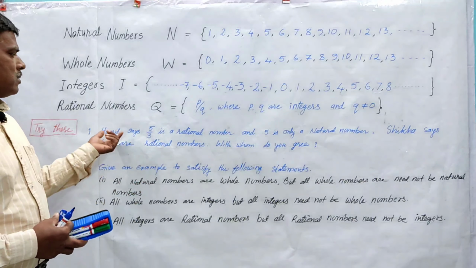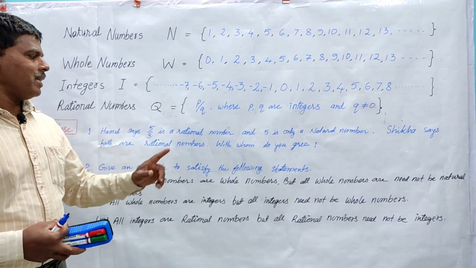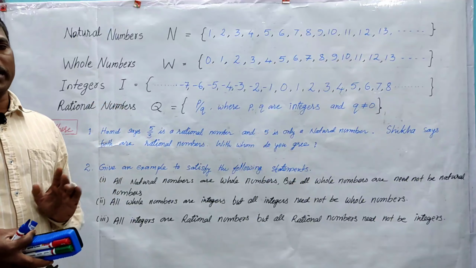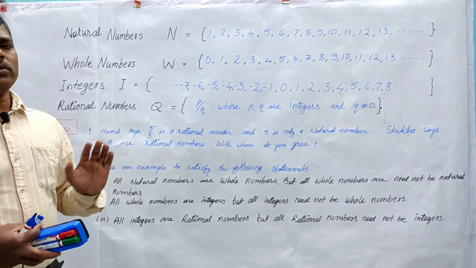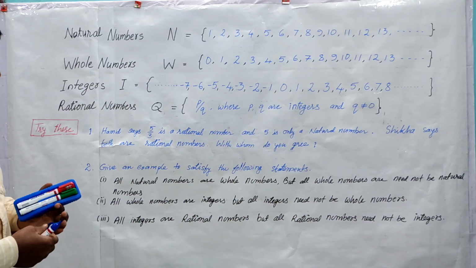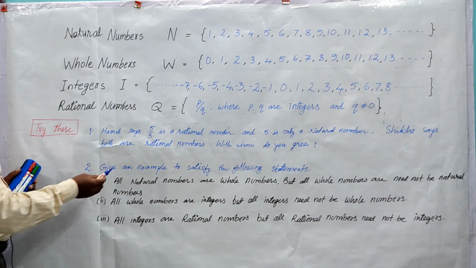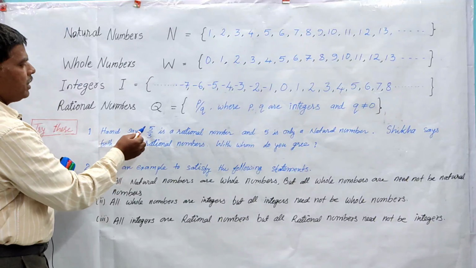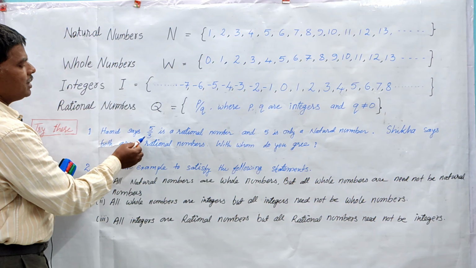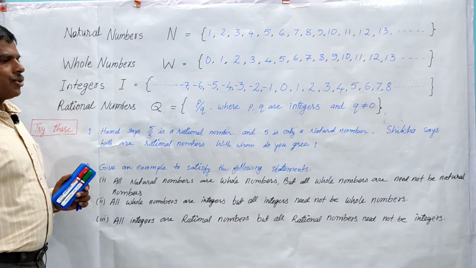So Hamid says 5 by 3 is a rational number and 5 is a natural number. Shika says both are rational numbers. So which one is right? With whom do you agree? That is the question. Here, 5 by 3 is in the form of p by q, numerator by denominator, and this numerator 5 and denominator 3 are both integers, and 3 is not equal to 0. So it is a rational number.